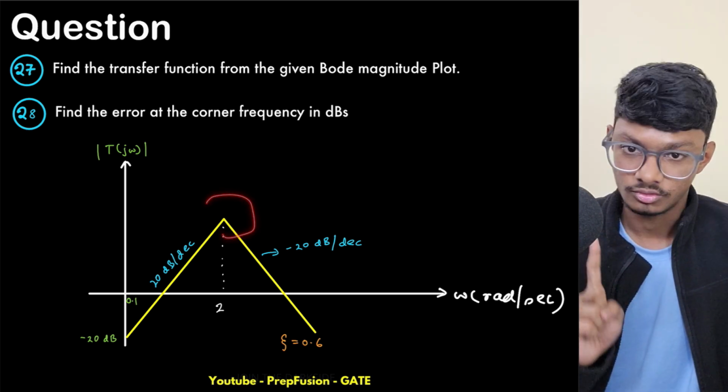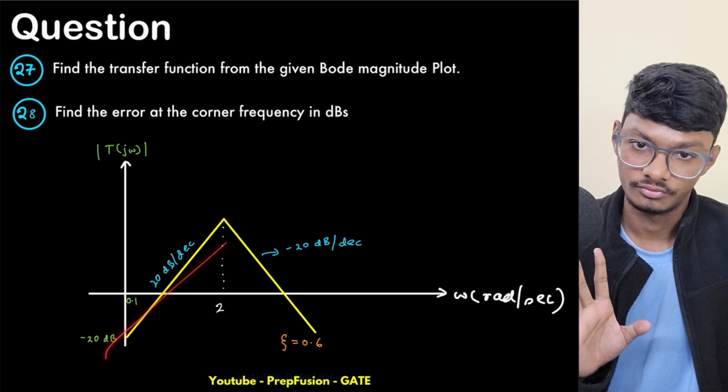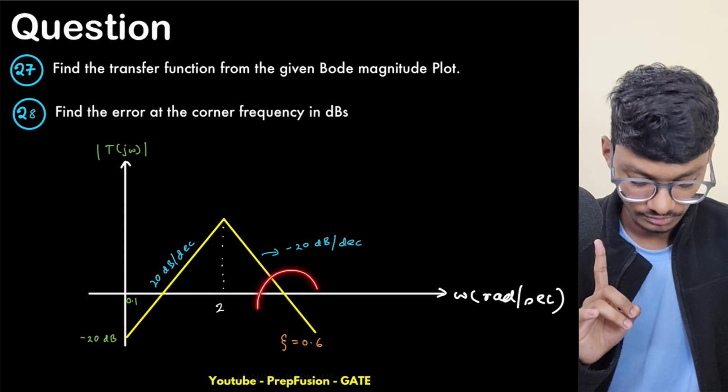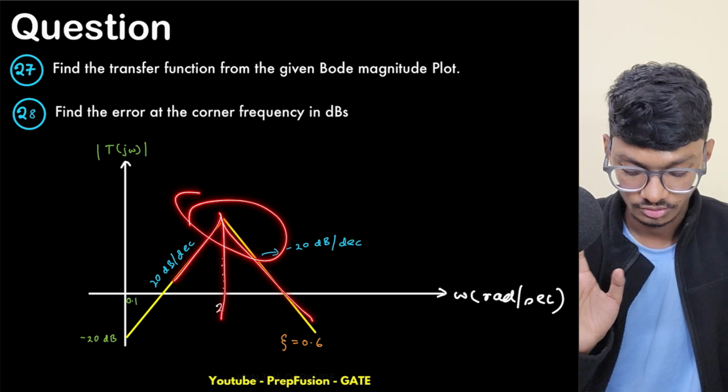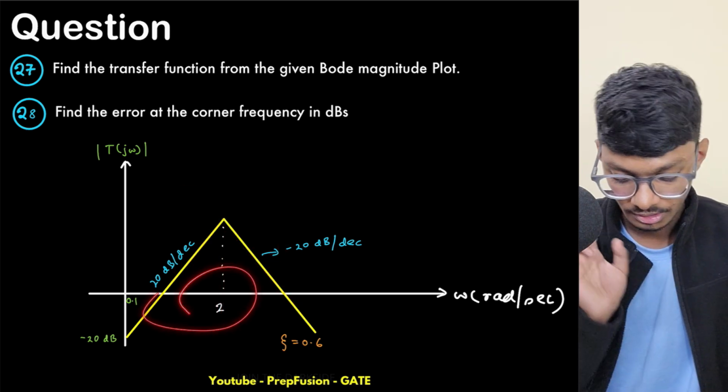So here, what is the corner frequency? Do you recall? Is the slope changing over here? No. Is the slope changing over here? No. Even the frequency is also not given. So the corner frequency is here only, where the slope is changing. We have to find the error for this corner frequency and the magnitude.